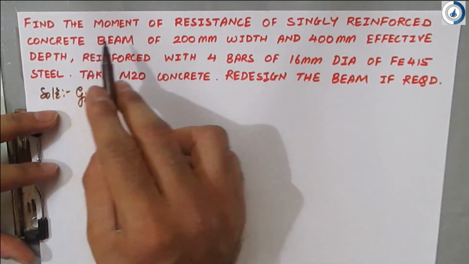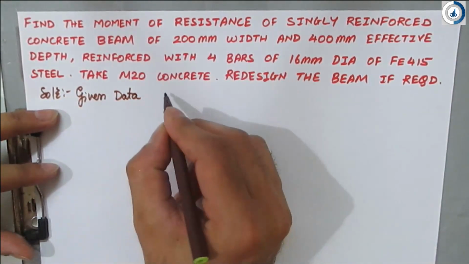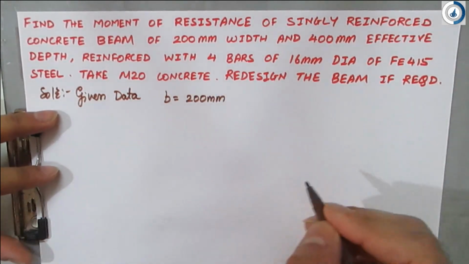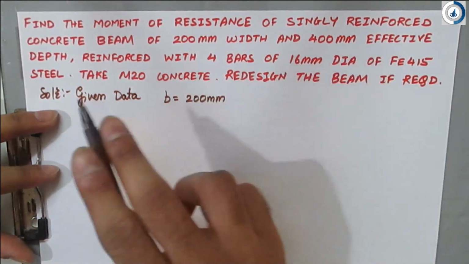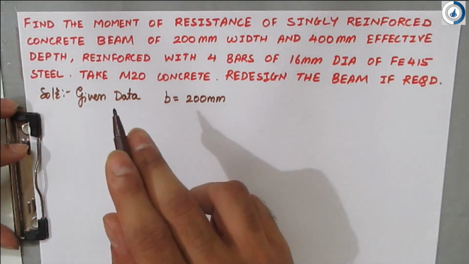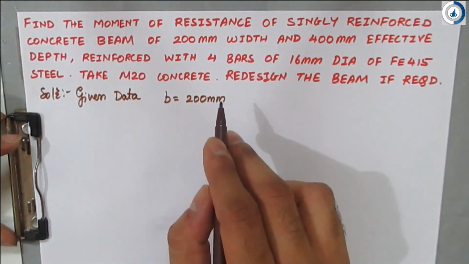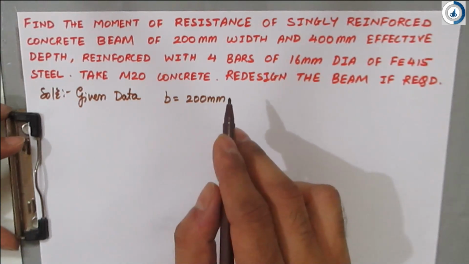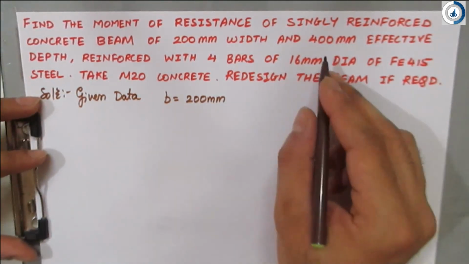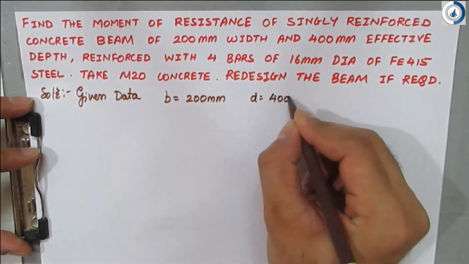So what is given? The concrete beam of 200 mm width, so B equals 200 mm, and 400 mm effective depth. We have clearly seen in my previous videos what is meant by overall depth, what is meant by effective depth and what is effective cover. I have explained all these things in those videos, and I will give the link in the description box. So effective depth is nothing but small d, which is 400 mm.